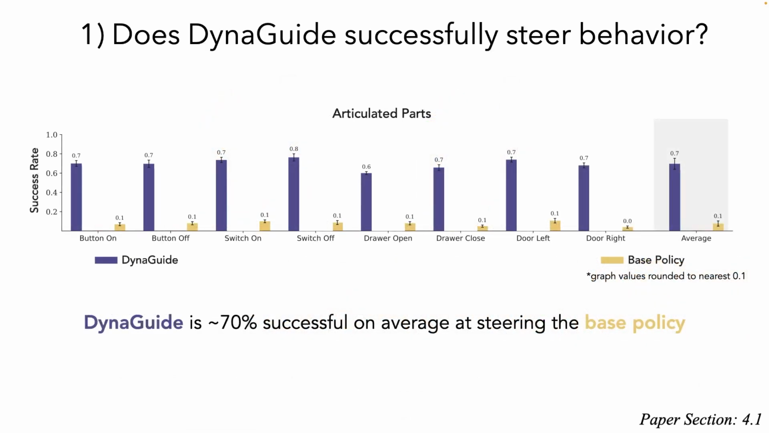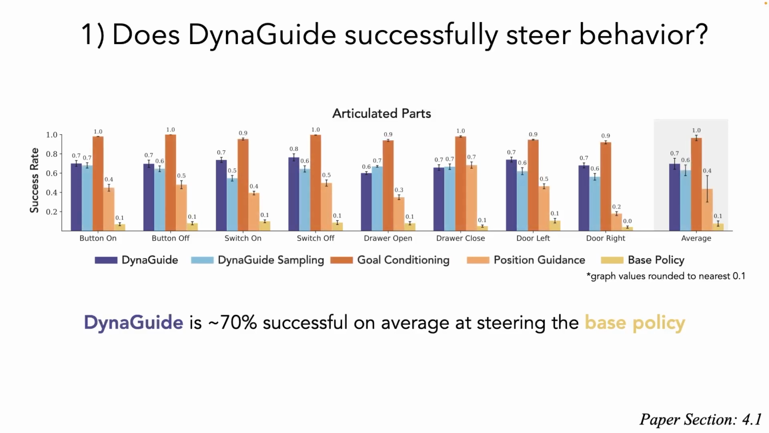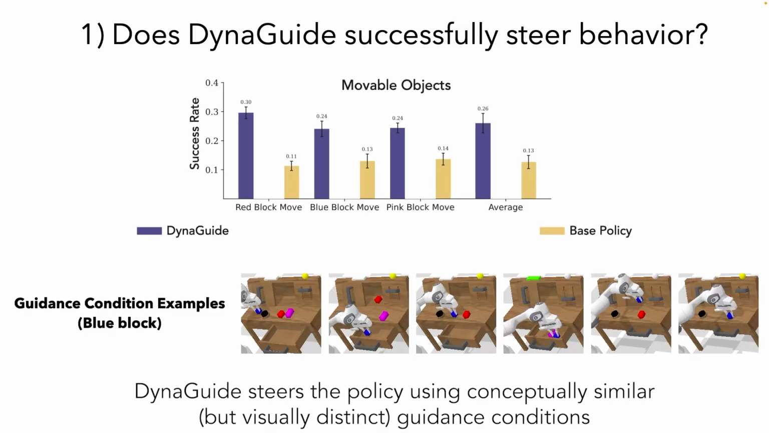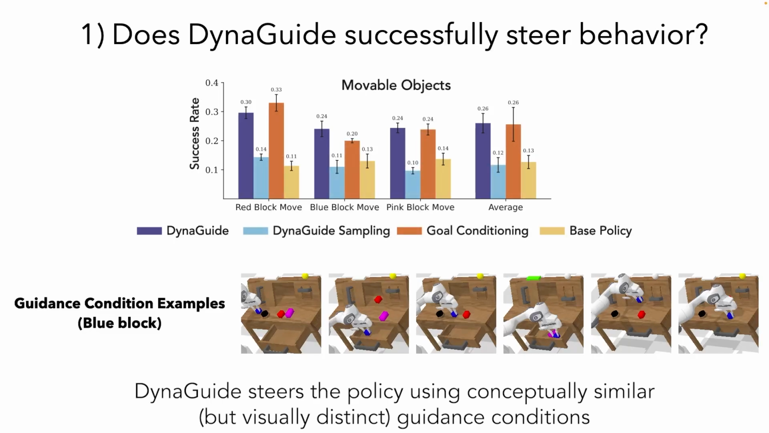On the articulated parts, DynaGuide can steer to the target behavior an average of 70% of the time, which outperforms some baselines. But on this very clean setup, the specially trained goal-conditioned baseline performs nearly perfectly. But what happens when the guidance conditions become less clean? We look at another experiment involving randomly arranged cube objects. Guiding the robot to the randomized cubes is a challenge because the guidance conditions depict outcomes that are mismatched from what is currently possible. DynaGuide's expressive latent space allows it to still steer the base policy, and the performance becomes equivalent to the specially trained goal-conditioned model.